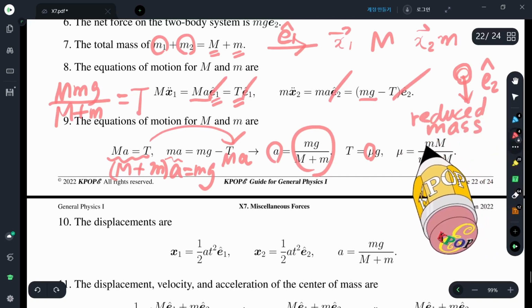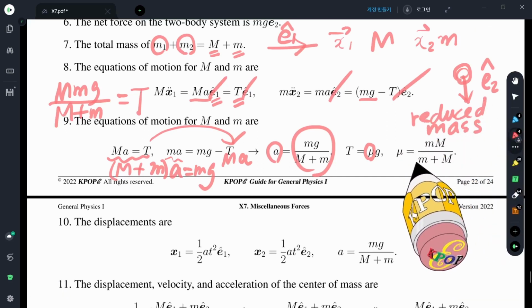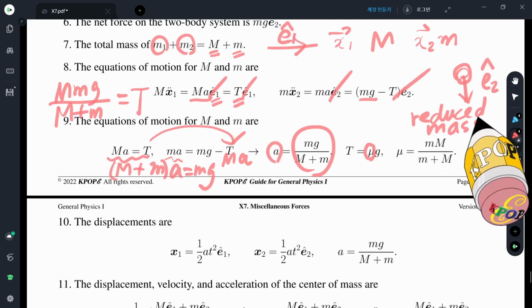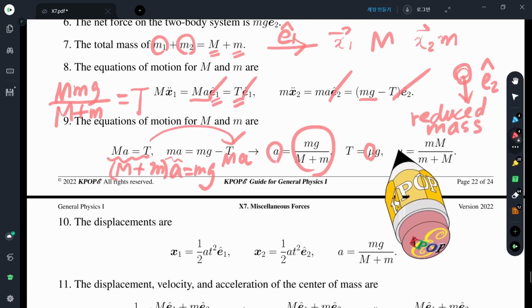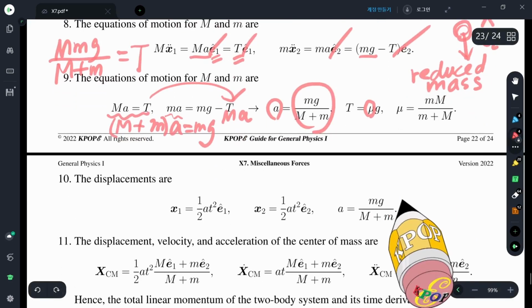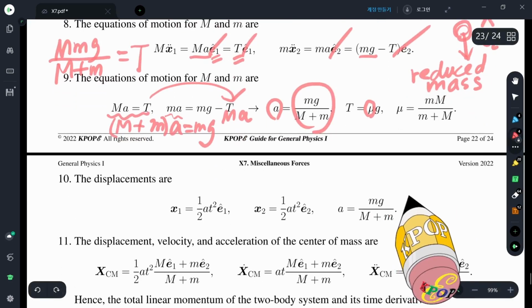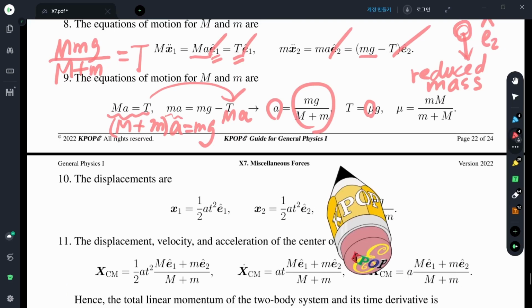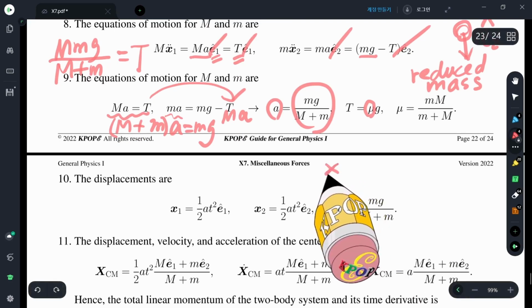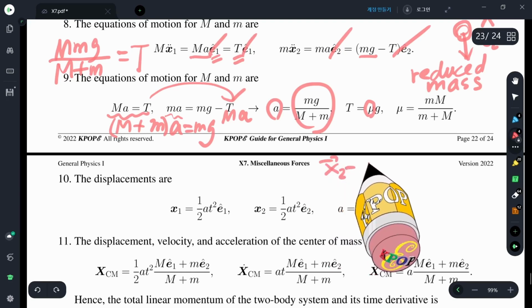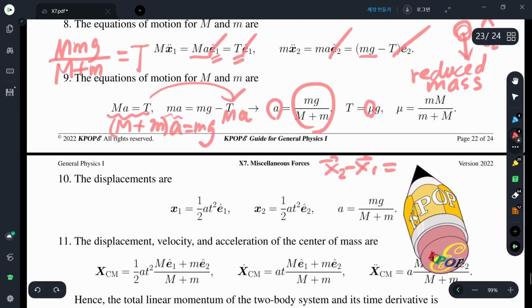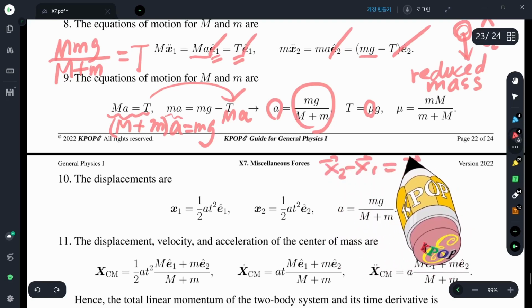Reduced mass is the product divided by the sum of the two masses. This is a very important mass for the two-body system. You remember we defined the relative coordinate x2 minus x1 to be our vector.